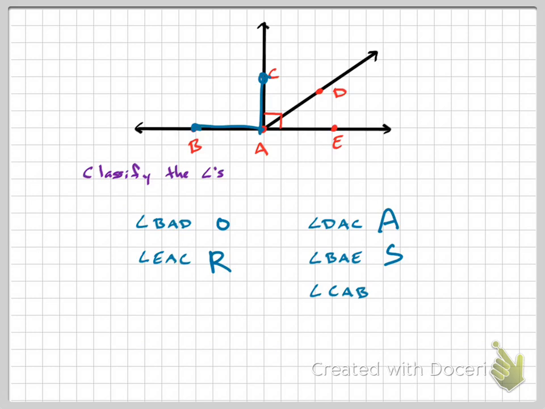Now I know that this angle right here is a right angle. I know that this is a straight line. So I know a straight angle is 180. I know that a right angle is 90. So that means that angle CAB is the difference between those two. So 180 minus 90, that is 90. So that means that angle CAB is also a right angle.